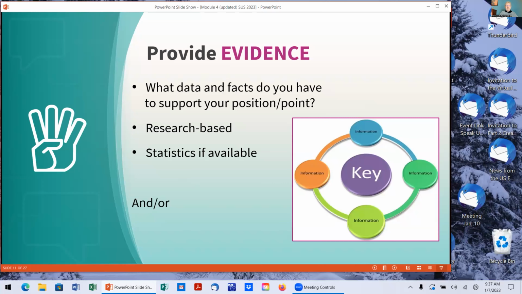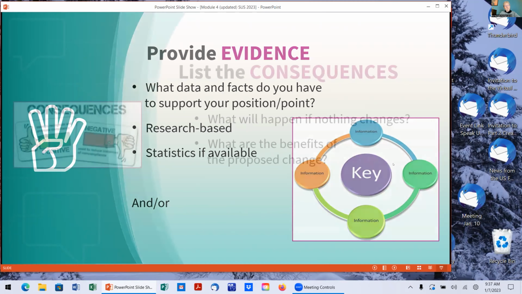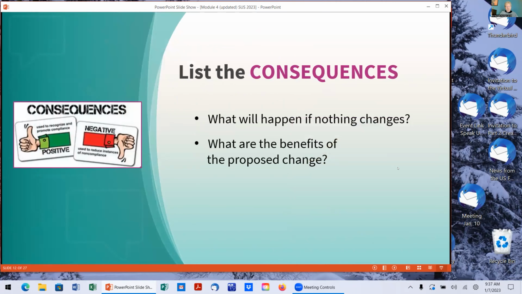So you need to provide evidence, or list the consequences of the position that you're taking, whether positive or negative, at least if you know them. And this is really important if there's a benefit to the community. It's especially important to have that, because making the people happy with the elected official is always a desired outcome from their perspective. So they're going to welcome any information on consequences that will help them make that decision better.